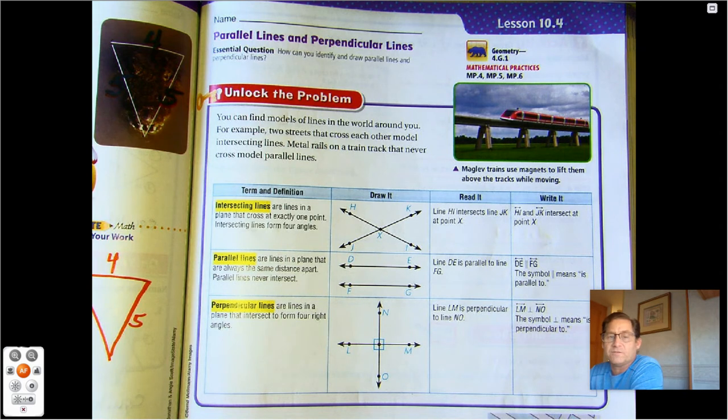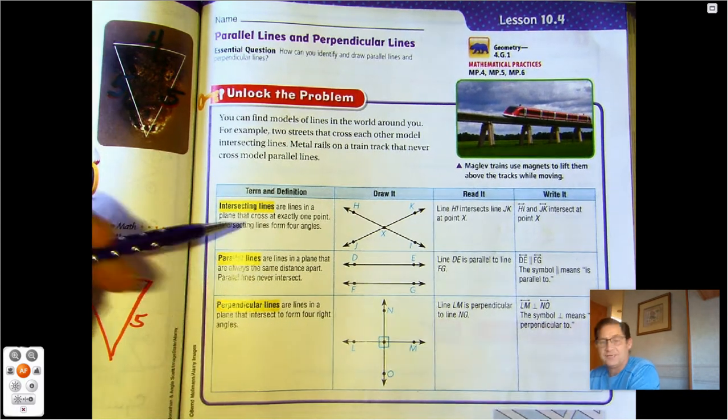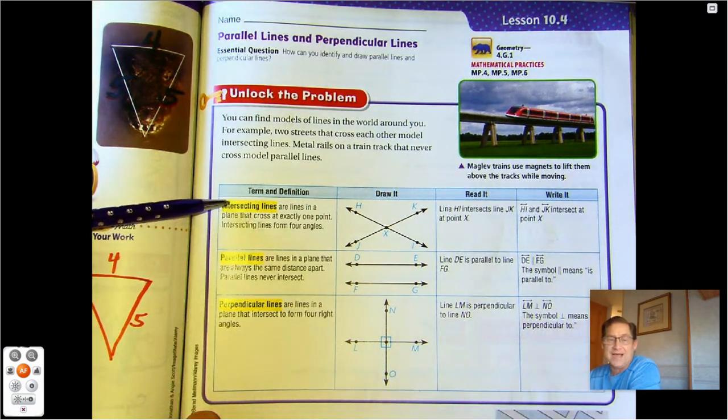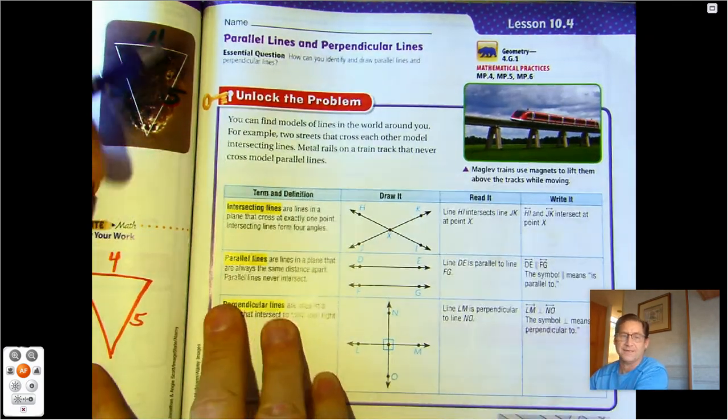You can find models of lines in the world around you. For example, two streets that cross each other model intersecting lines. The metal rails on a train track that never cross model parallel lines. So there are three more terms that we need to add to our list of geometric terms, or make flashcards out of them using index cards. One of the terms is intersecting lines. So what are intersecting lines?